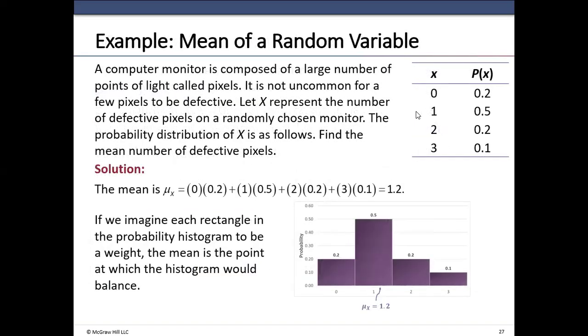A computer monitor is composed of a large number of points of light called pixels. It is not uncommon for a few pixels to be defective. Let x represent the number of defective pixels on a randomly chosen monitor. The probability distribution of x is as follows. Find the mean number of defective pixels.